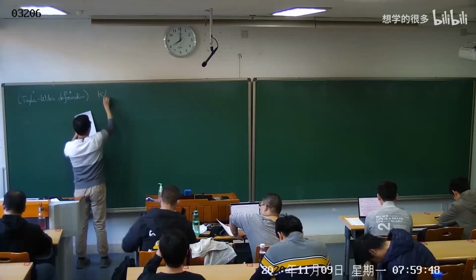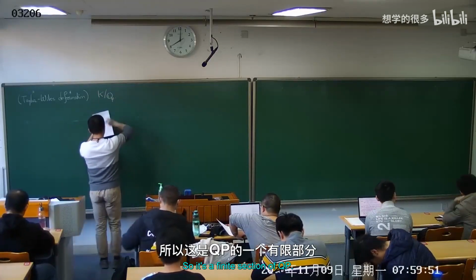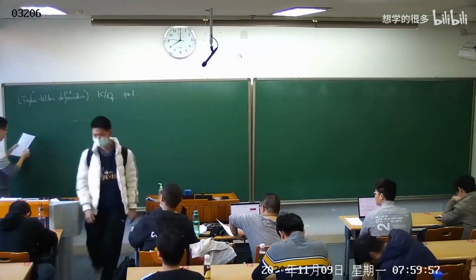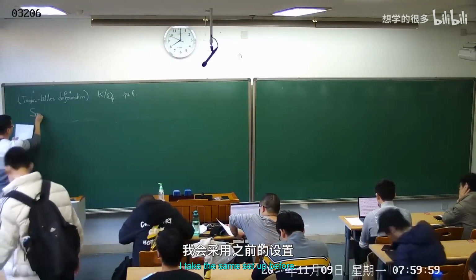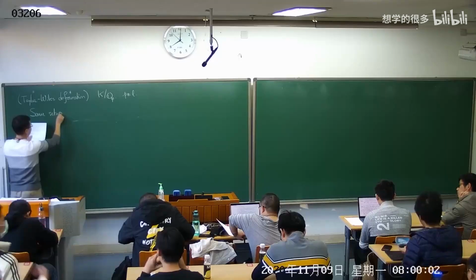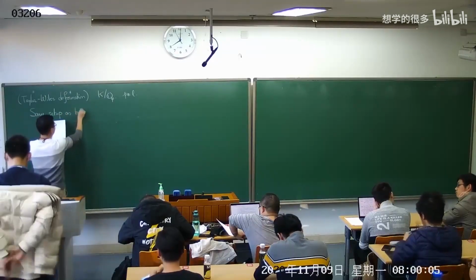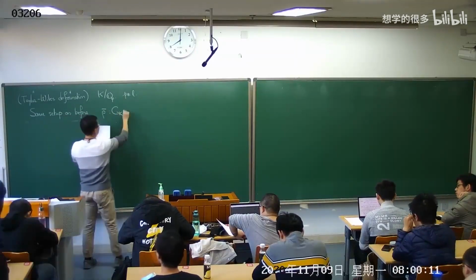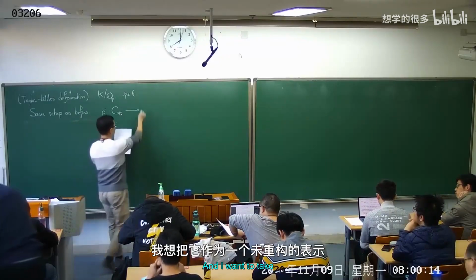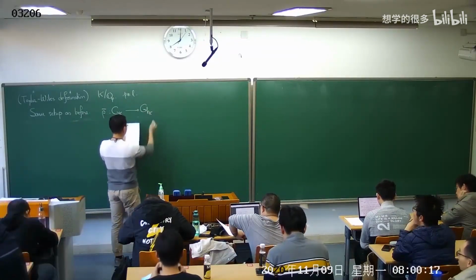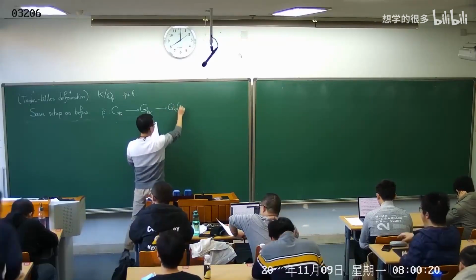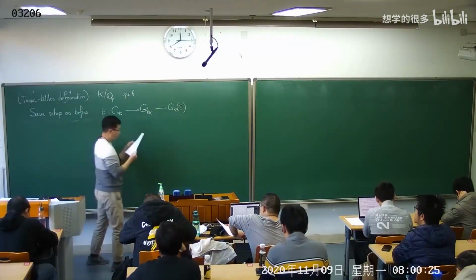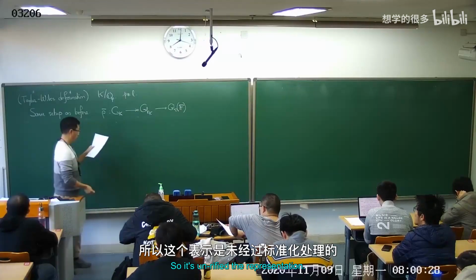Okay, so find the extension of Q_p, and p is different from the coefficient characteristic l. I'll take the same setup as before. I'll consider a rho bar representation, and I want to take it to be an unramified representation. So small k, capital K is the residue field of K. So it's an unramified representation.